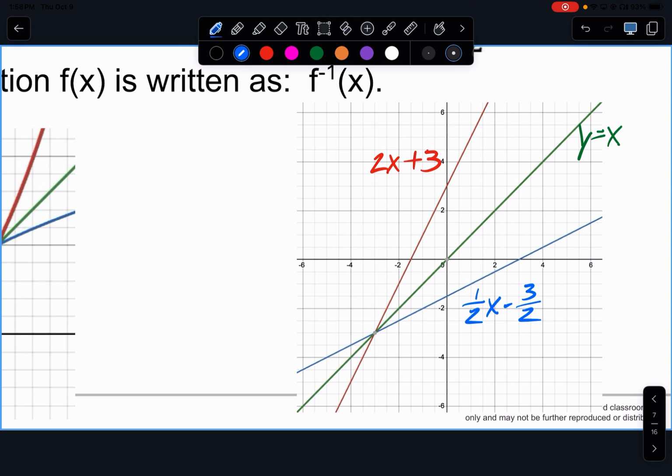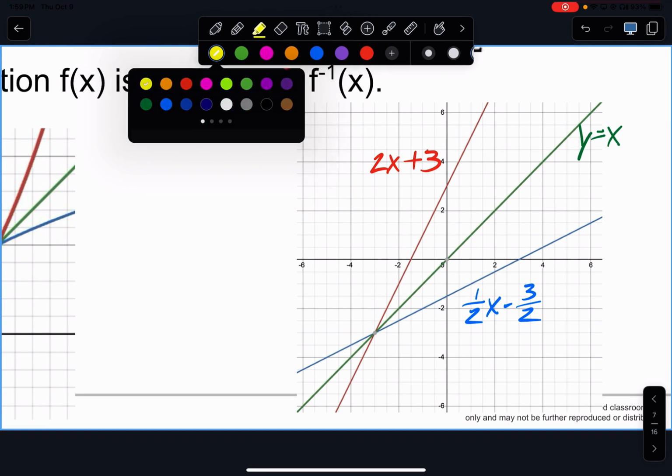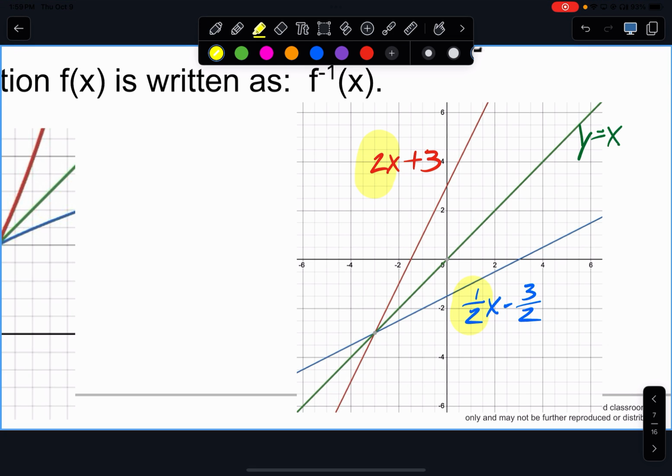Messed up my colors, Mr. H. A couple things I want to draw attention to on this. First of all, I want you to look at the slopes here. This is positive 2, this is 1/2. That makes sense, that they're inverse of each other. The slope is 2 over 1, now it's 1 over 2. So that's the first thing you can notice.